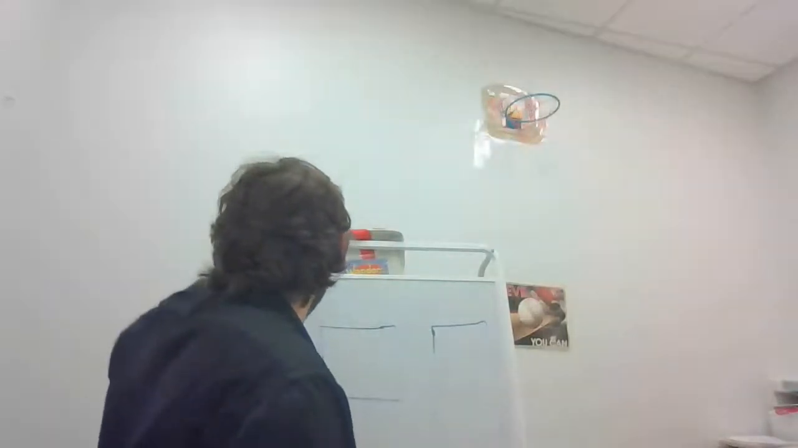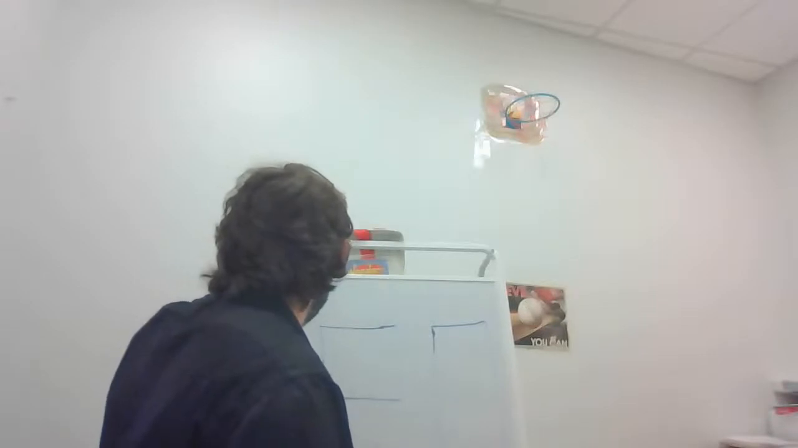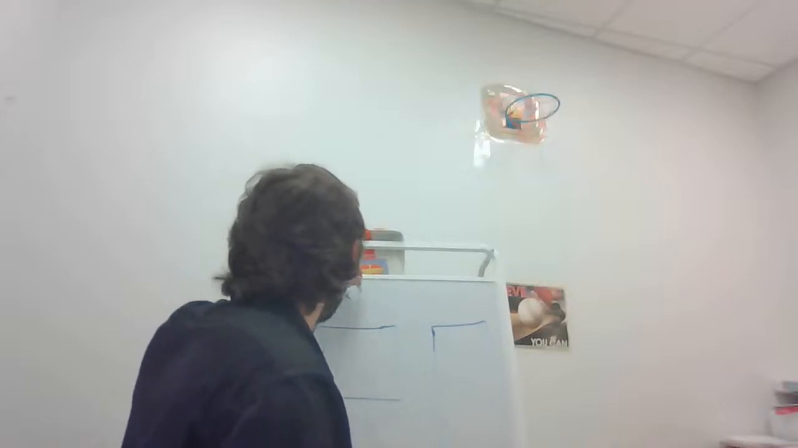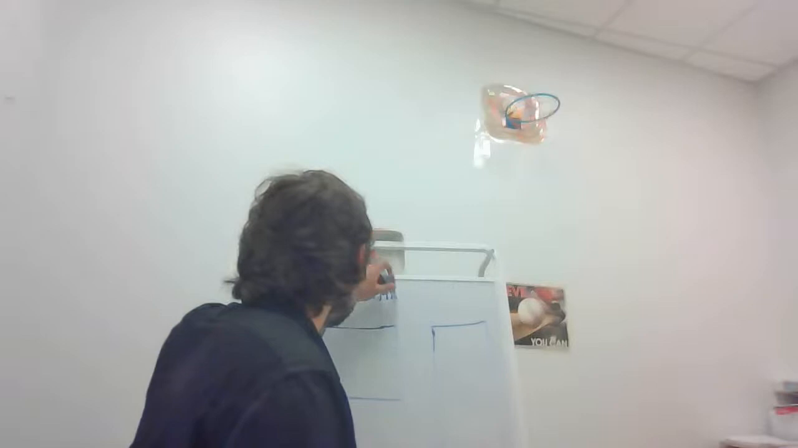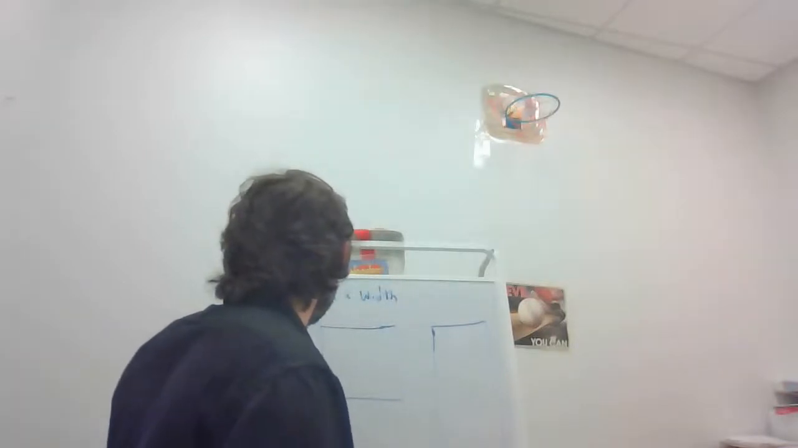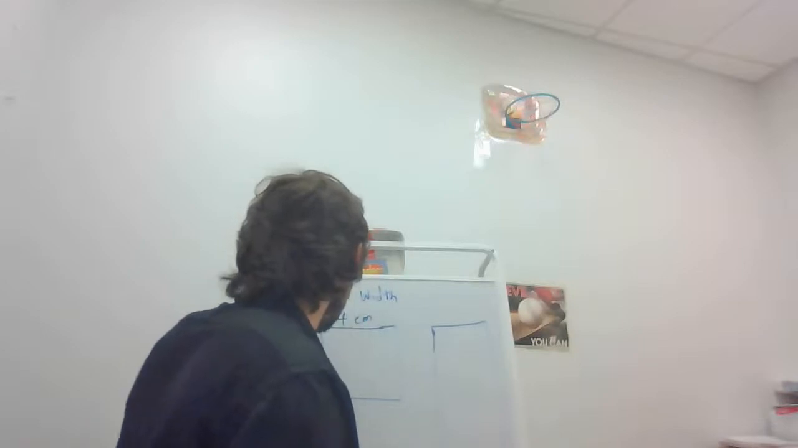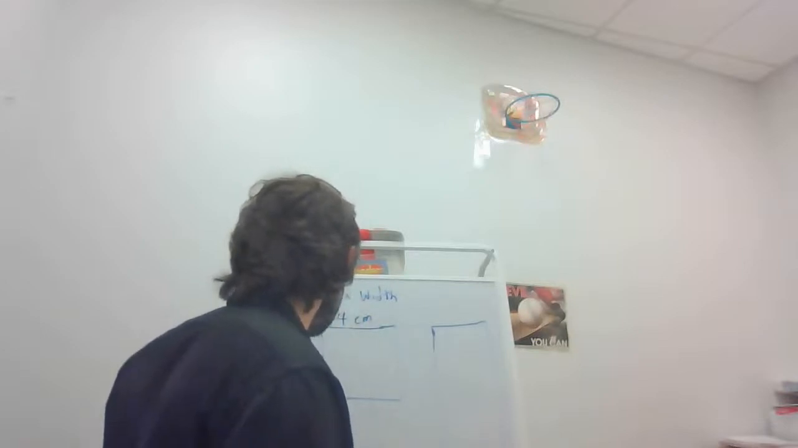So I got to find the area. So with squares and rectangles, the area equals the length times the width. So let's say in the square, all the sides are equal. So let's say the length and the width is 4 centimeters.